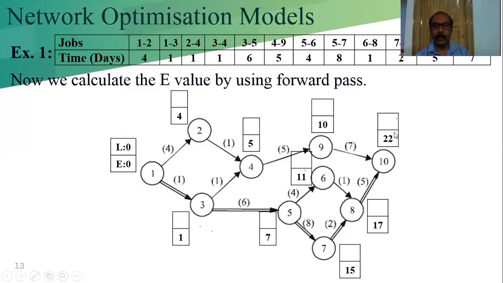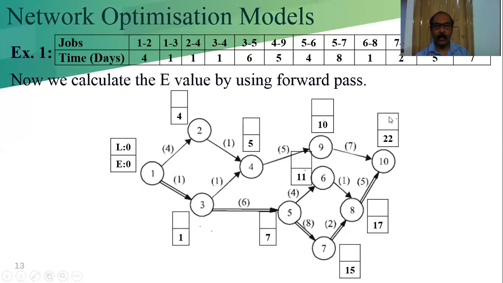So whatever value you get at the end, this is the project duration time. This is known as the project duration time. In the problem, it is given in days. Some problems give it in weeks. Some problems give it in months. So 22 days is the project duration time.